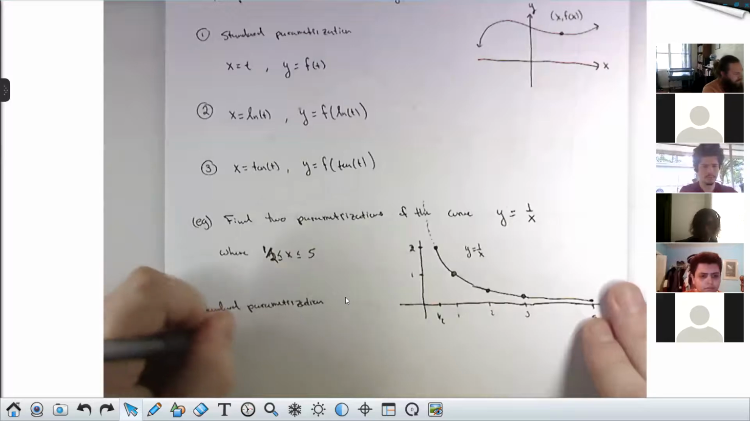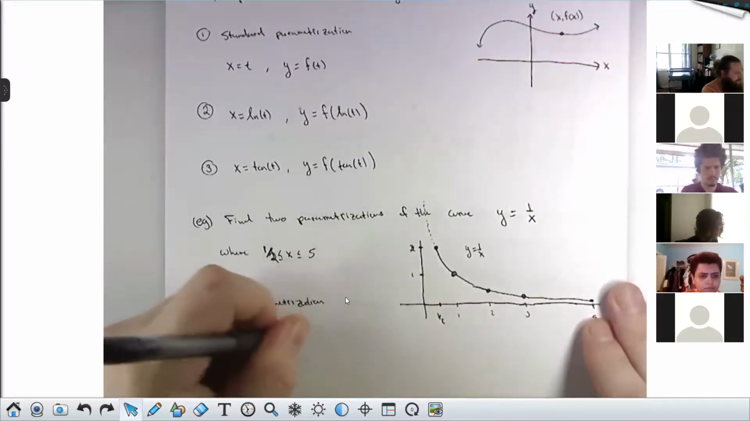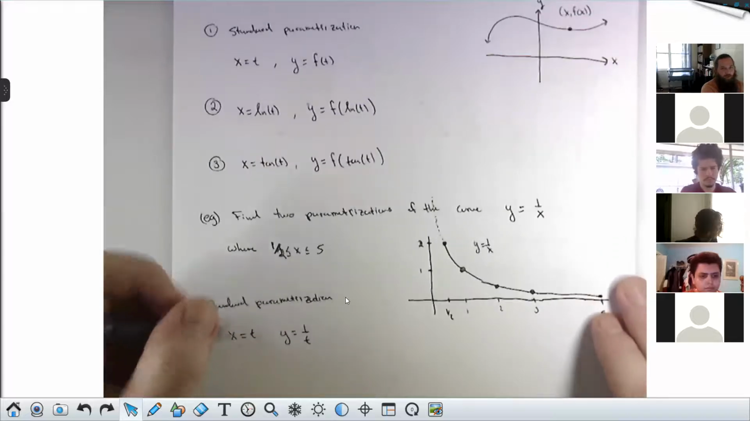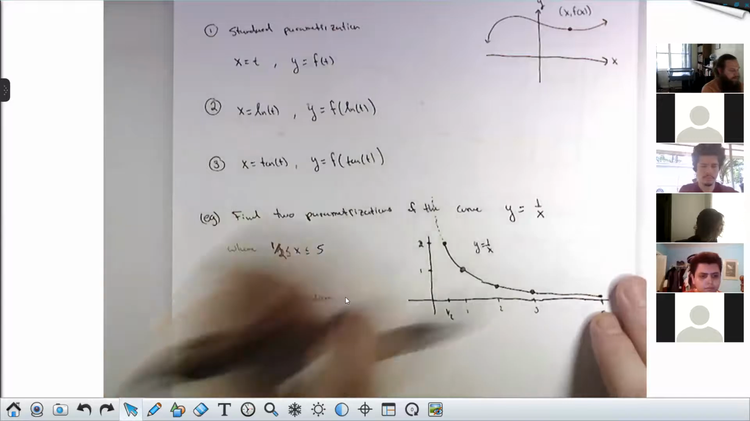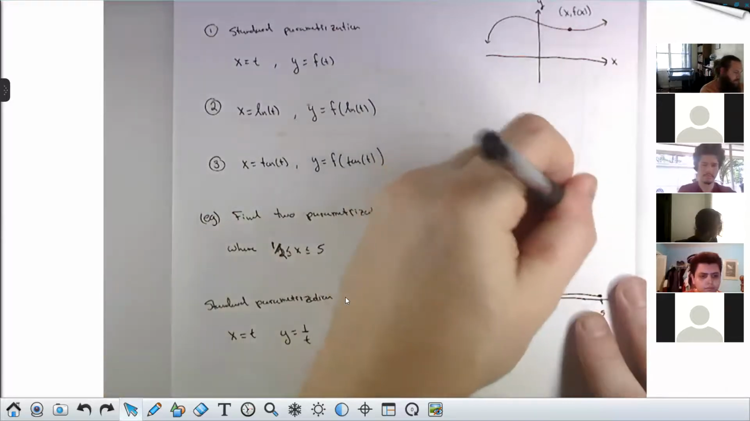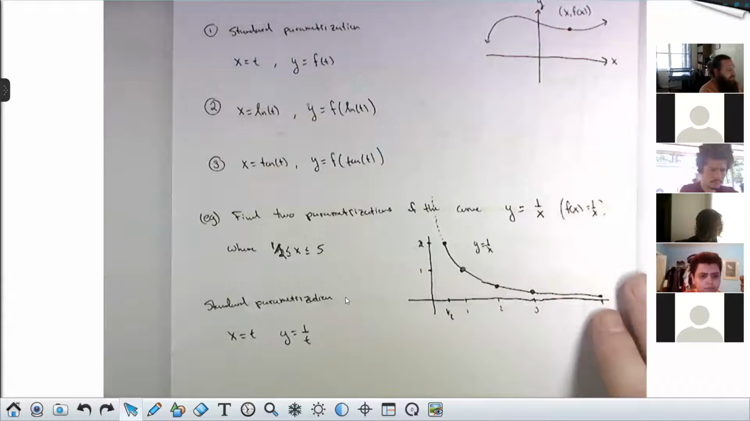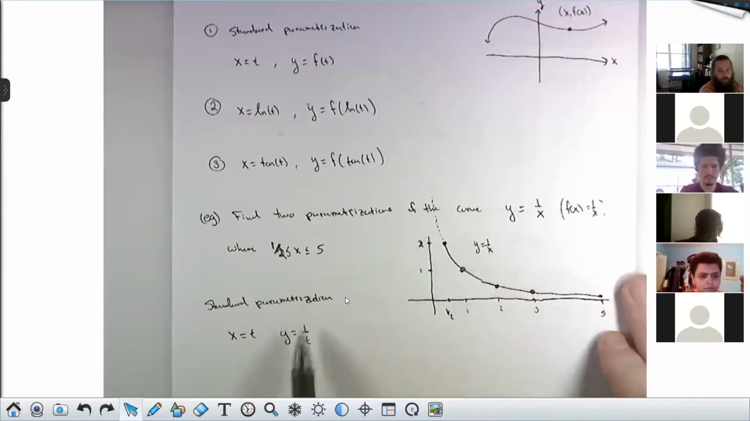Which would be x is equal to t and y is equal to 1 over t. Right, just following this rule, x equals t, y equals f of t. Well, here, what is f of x? F of x is 1 over x, right? So if I choose x to be equal to something, to stay along this curve, y has to be 1 over that thing. That's all.